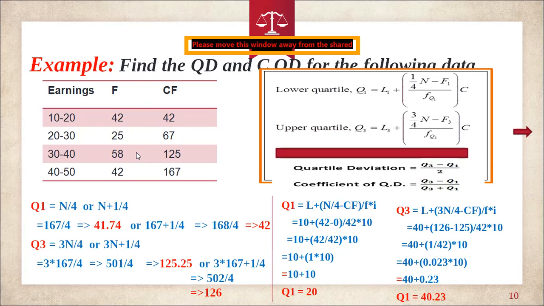Yes, sir. Then we can calculate Q1 and Q3. As per the formula, Q1 is equal to N by 4 or N plus 1 by 4. What is N? N is the number of observations. How many people are there in our study? The total is 167. When you add these up, you will get 167, which is equal to the cumulative frequency.